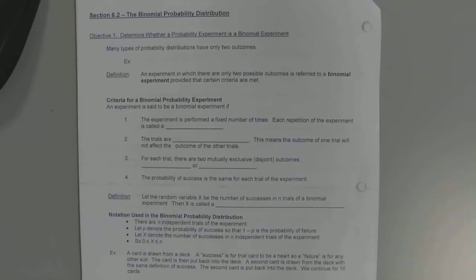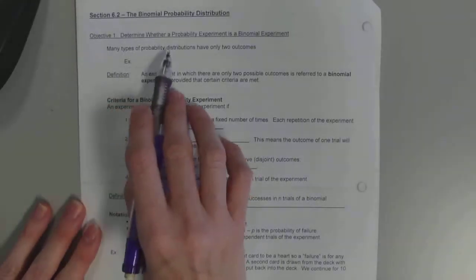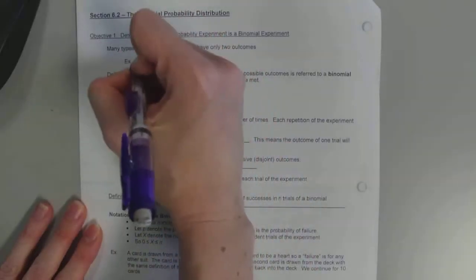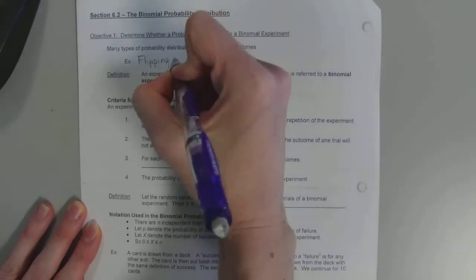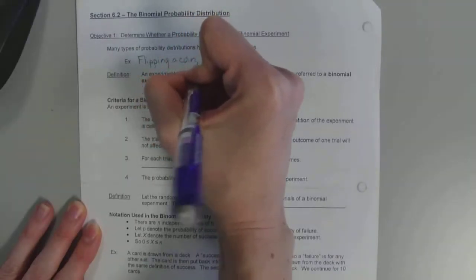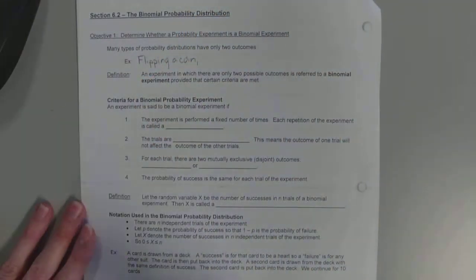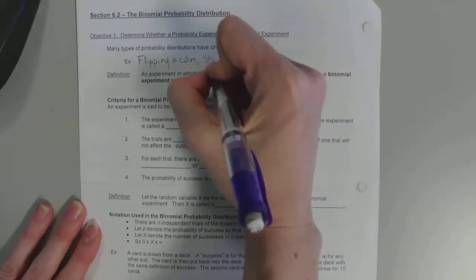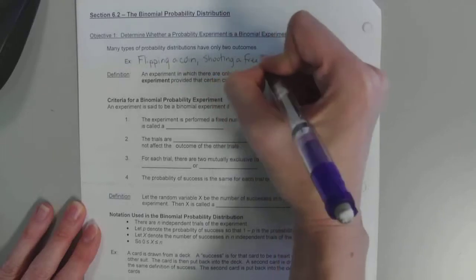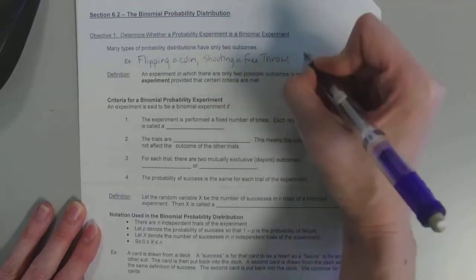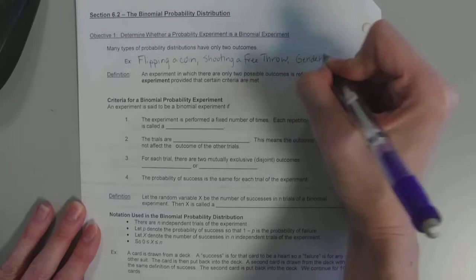2. So what we're going to realize is that these experiments that have 2 outcomes, there's a quicker way to do it than just this huge chart. It says many types of probability distributions have only 2 outcomes. Flipping a coin, what can you get when you flip a coin? Heads or tails, 2 outcomes. Shooting a free throw, how can that be 2 outcomes? And what about gender of babies?